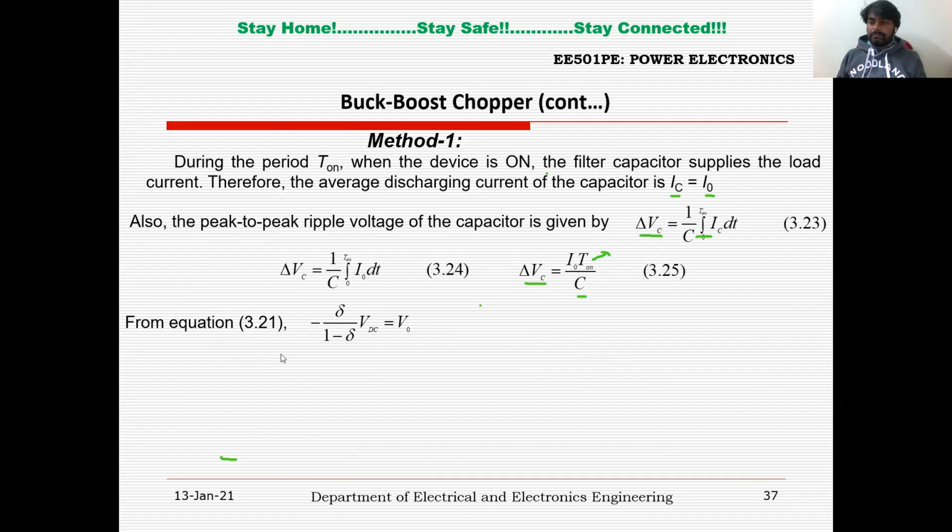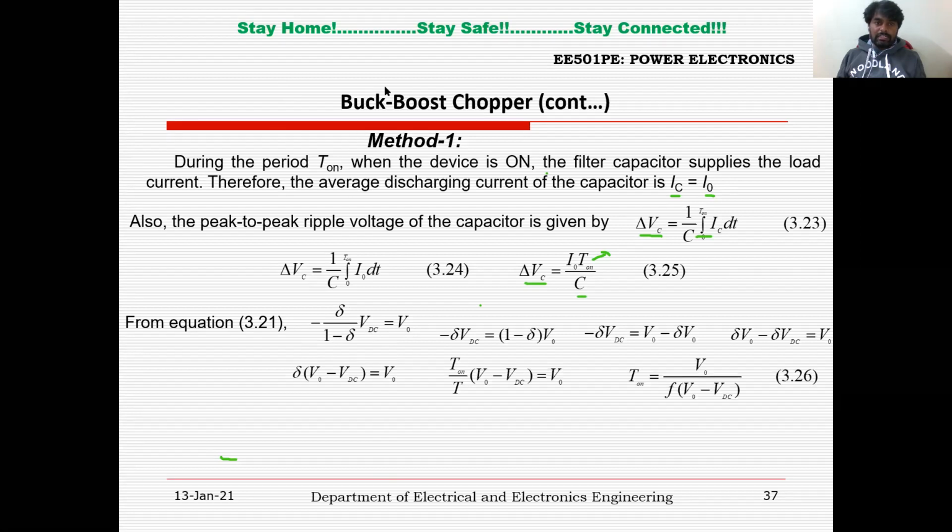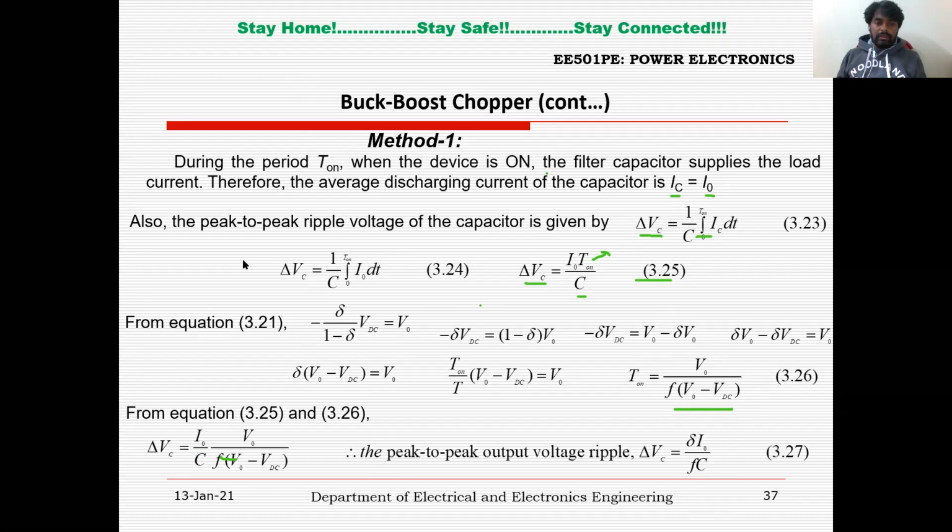And we are going to derive T on. We know from the previous expressions that the output voltage is equal to minus delta by 1 minus delta into VDC. So from this expression, if you rearrange, you will get the expression for T on, which is V naught by F into V naught minus VDC, right? You just substitute this expression in this expression, then you will get the ripple in the capacitor voltage as delta into I naught by F into C.